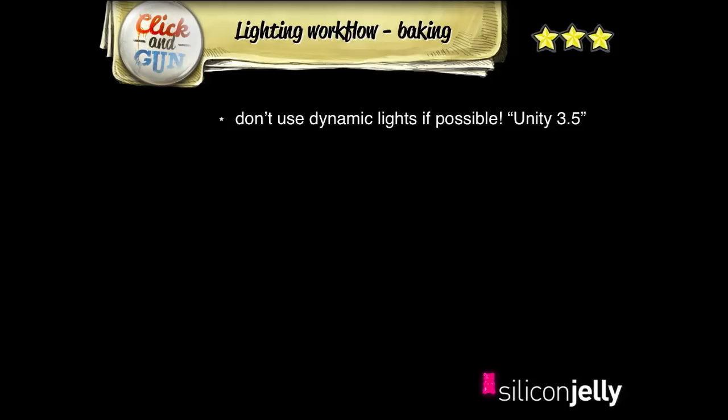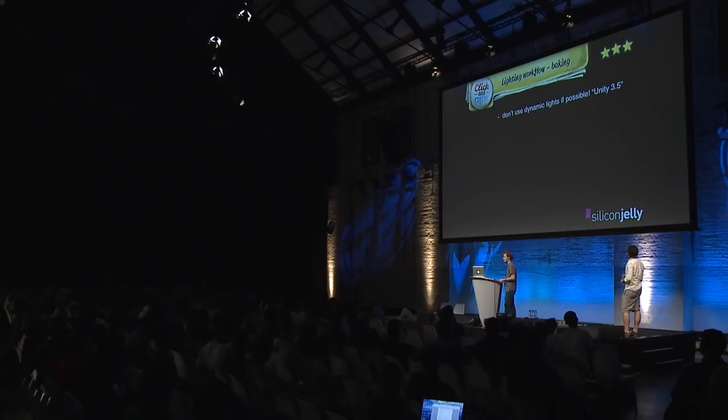How to achieve this and not use dynamic lights? We tried to use dynamic lights and we failed, because dynamic lights on low-end devices just can't do the job right. So we had to use another solution. That solution was baking light data into vertex colors, because we are not using these data for anything else. Why don't we use this for the lighting?